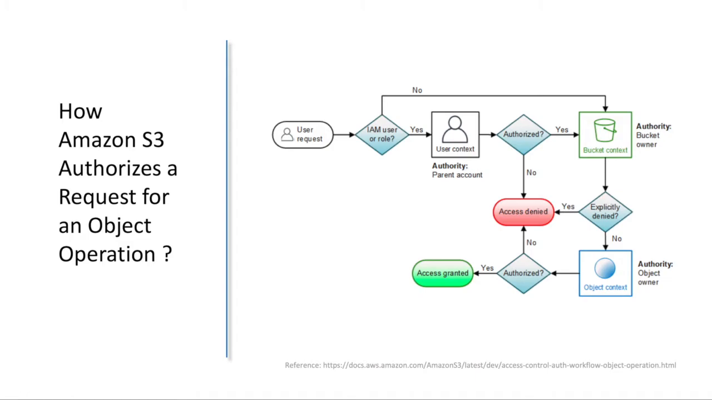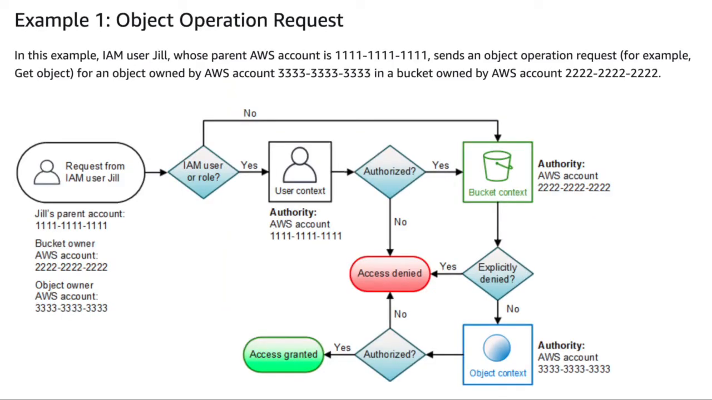Bucket owner then checks whether I deny this user access to the object or not. And finally, at the object context, the object owner tells whether I am allowing this user to access my resources or not. Okay. So let's take an example.